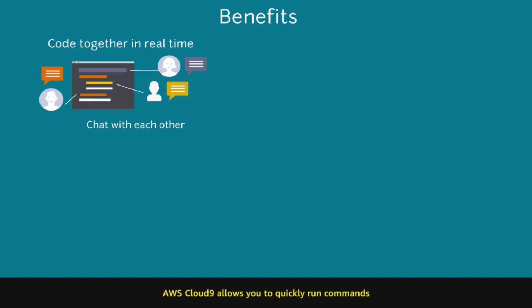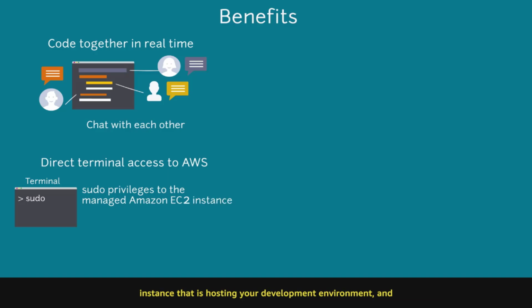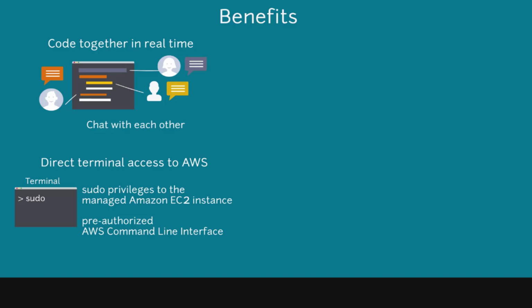AWS Cloud9 allows you to quickly run commands and directly access AWS services. It comes with a terminal that includes sudo privileges to the managed Amazon EC2 instance that is hosting your development environment and a pre-authenticated AWS command line interface.